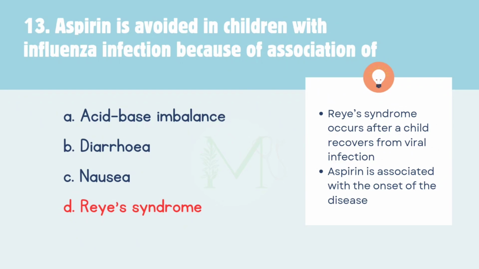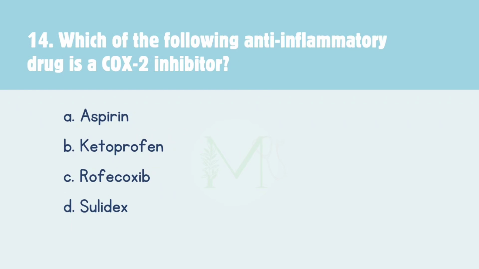So do remember this, that aspirin should not be given to children with viral infection like influenza or chickenpox due to the risk of Reye syndrome, which is a potentially fatal condition. The next question is, which of the following anti-inflammatory drugs is a COX-2 inhibitor? This is again a straight question. The options are aspirin, ketoprofen, rofecoxib, Celitex. So the correct answer is rofecoxib.